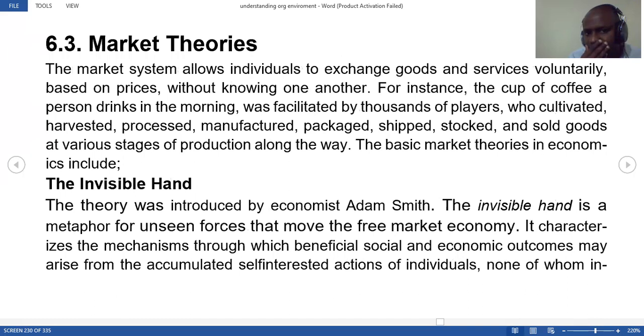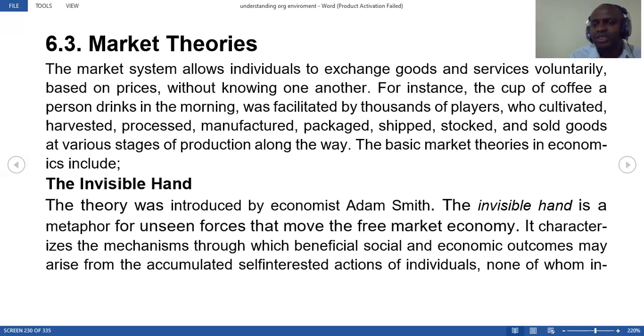What are some of the market theories that exist? Market theories here, we are talking about market systems, which allow individuals to exchange goods and services voluntarily based on price and without knowing one another. So in this market, we have different systems. And when you talk about a system, it means a system is made up of very many subsystems which are put together, and they work hand in hand to ensure at the end of the day, they meet their objectives.